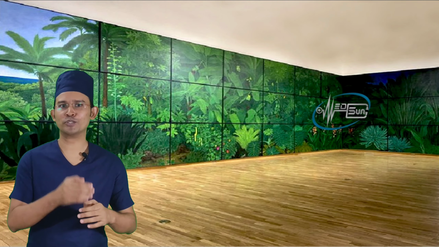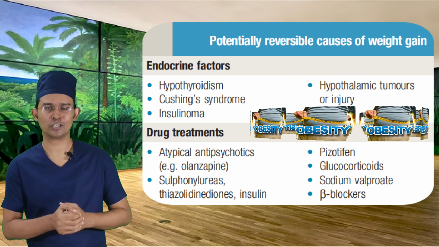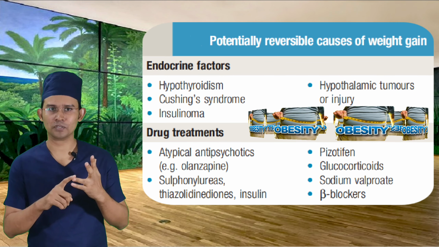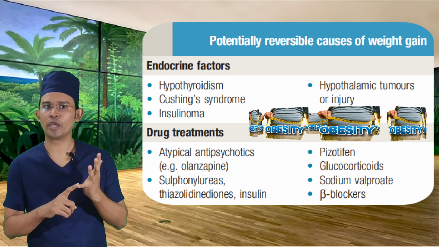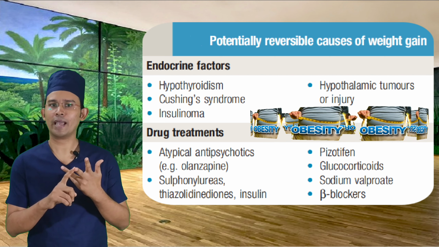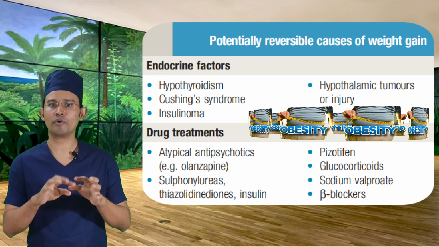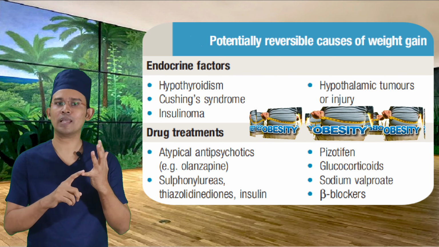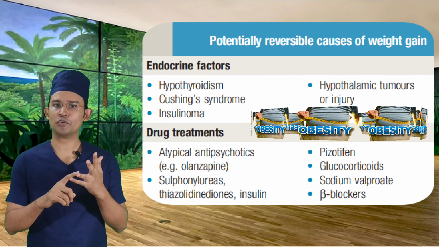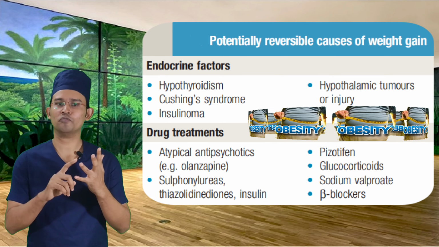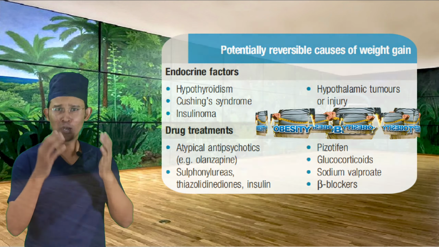Now let's talk about the potentially reversible causes of weight gain. We have endocrine factors and drug treatments. Under the endocrine factors we have hypothyroidism, Cushing syndrome, insulinoma and hypothalamic tumors or injury. Under the drug treatments we have atypical antipsychotics, sulfonylureas, insulin, pizotifen, glucocorticoids, sodium valproate and also beta blockers.